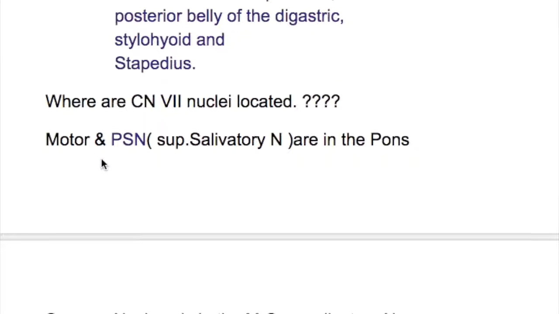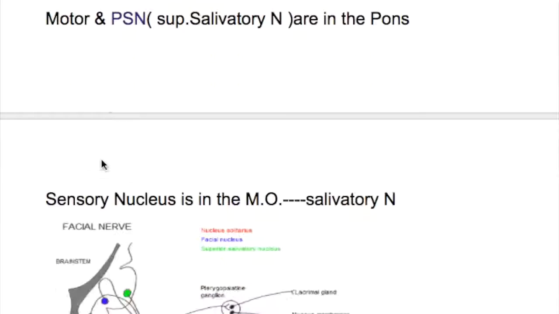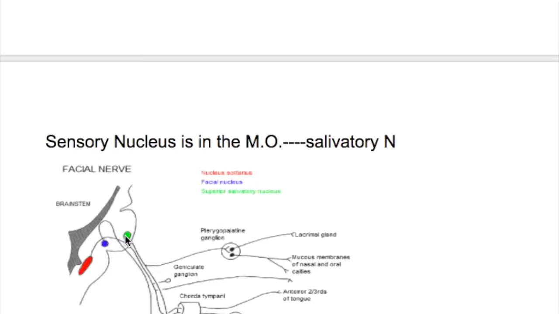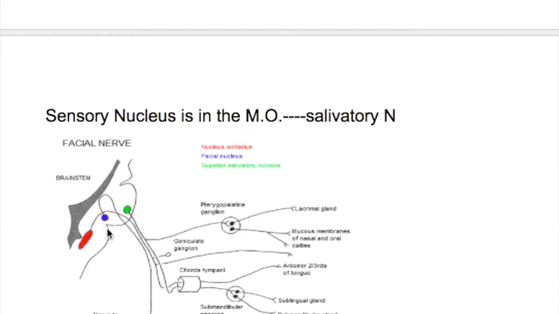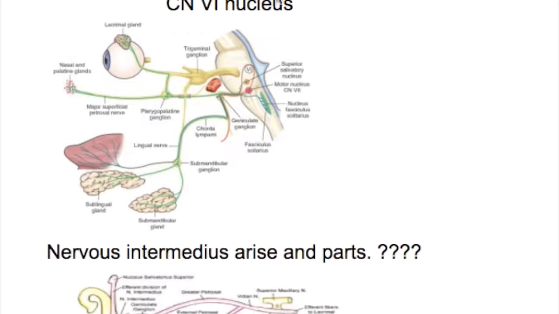Where are the facial nerve nuclei located? The motor and the parasympathetic nucleus are located in the pons, whereas the sensory nucleus is located in the medulla. Around what structure does the motor division of the facial nerve loop? The motor division of the facial nerve loops around the nucleus of the sixth cranial nerve, the abducens nerve, that supplies the lateral rectus muscle of the eye.